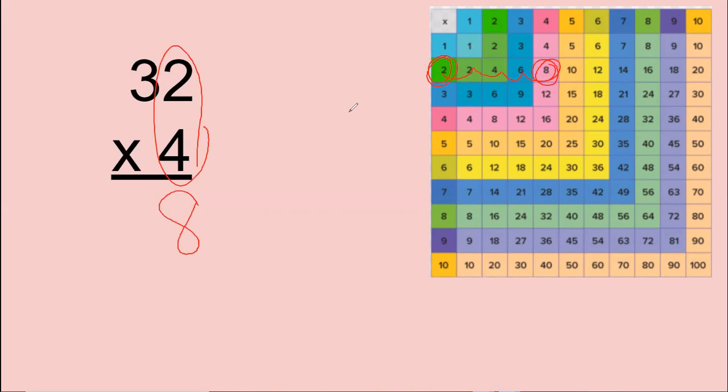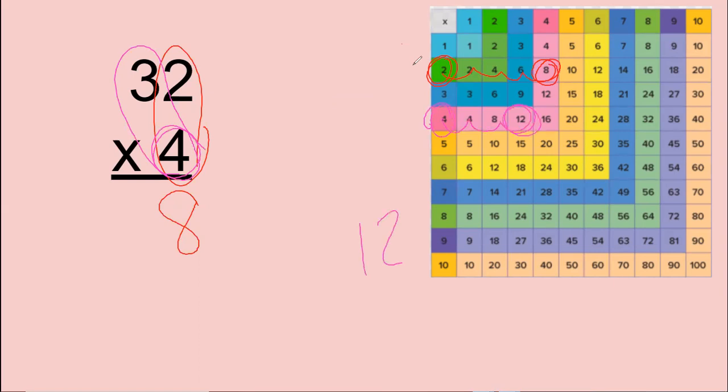Now, I don't need to regroup because 8 is 10 or less. When the number is 10 or less, I don't need to regroup, okay? So now I'm going to go to my next set, which is 4 times 3 in my tens. Let's go to my factor of 4 again, and count over 3. 1, 2, 3. My answer is 12.